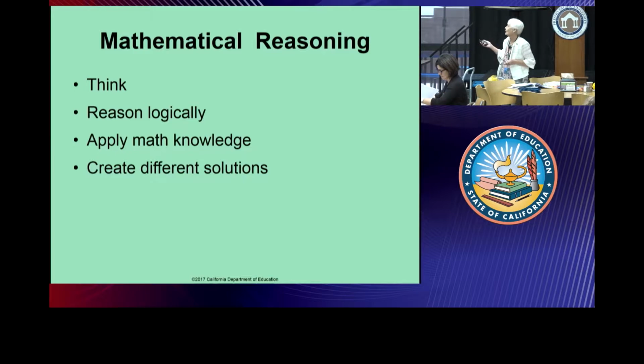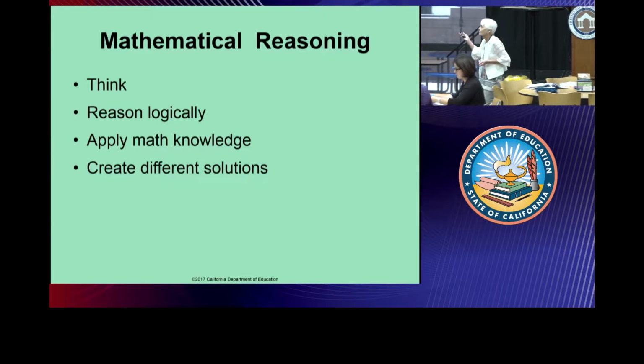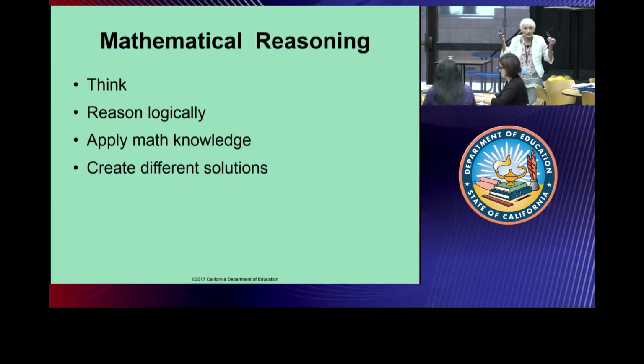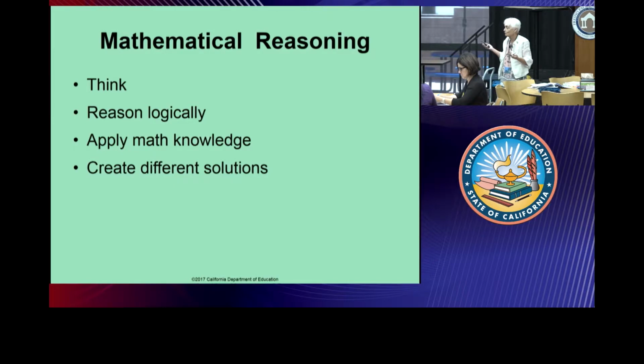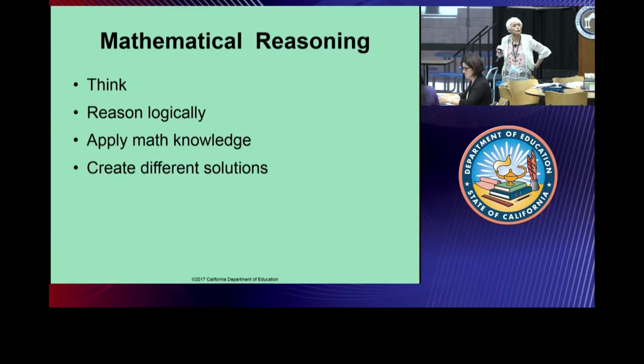The 4 main parts of mathematical reasoning, as you see up here, are think. What a thought, that we want kids to think. I mean, really, this is what we strive for, isn't it? Second, reason logically. That little boy's legs were too short for that pillow. He needed a chair. He logically thought that out. Third, they apply math knowledge.